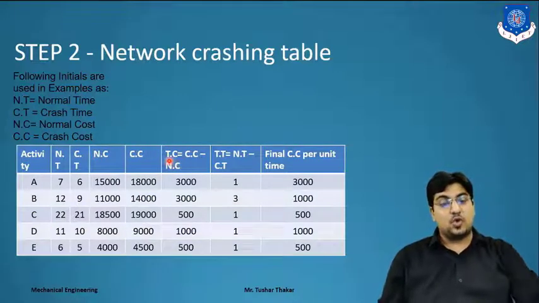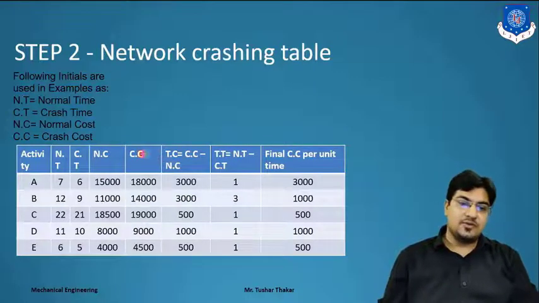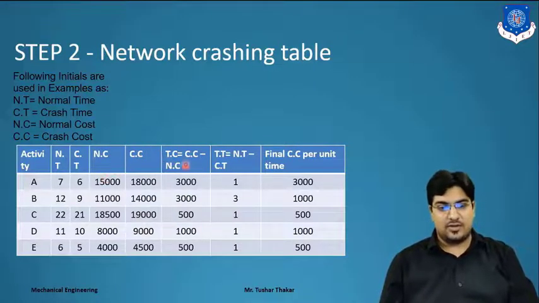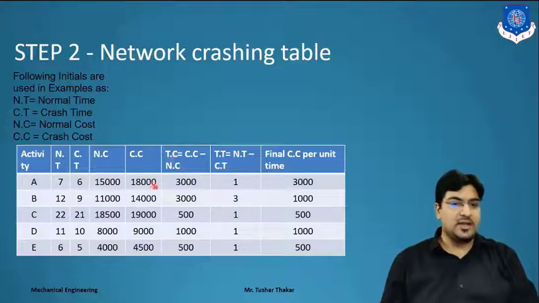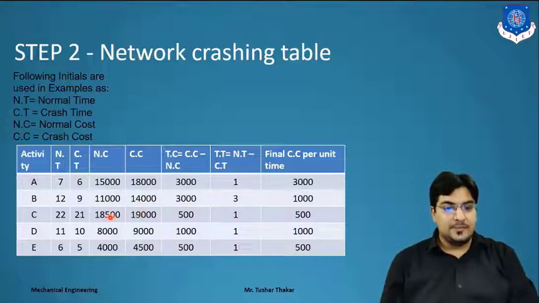Now we find the total cost. How do we get the total cost? We have to subtract the normal cost from the crash cost, and we can find the total cost. So 80,000 minus 50,000 we get 3,000. Here 40 minus 11, that is 3,000. Here 19 minus 8, 3,500, we can get 500 rupees. So far, for activity E we get a total cost of 500 rupees, right?